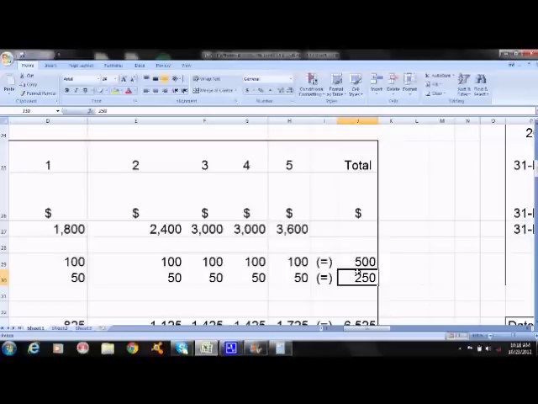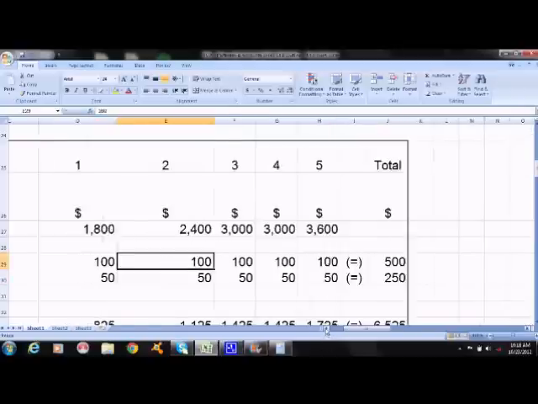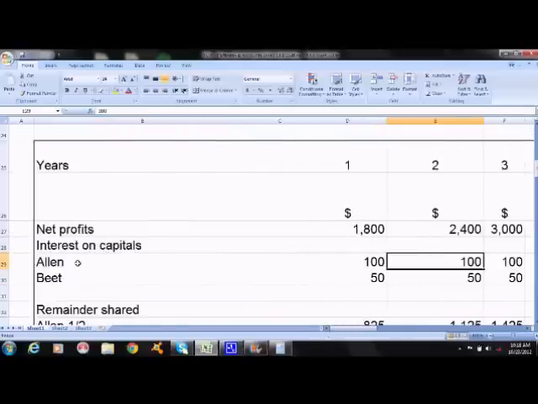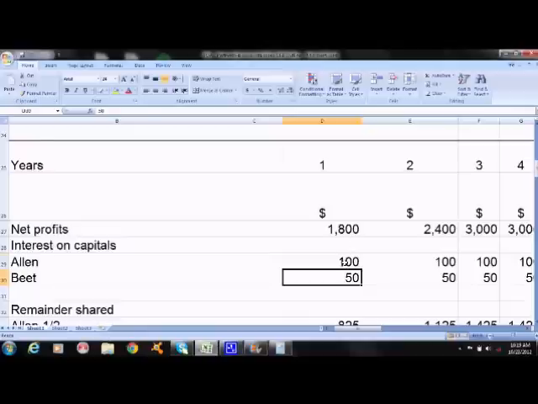Because what? Allen invested an extra $1,000 in the firm for 5 years. So now she's getting $250 more than what she has invested. So this is what we call an adequate return in the partner's estimation. So this part is called the interest on capital.